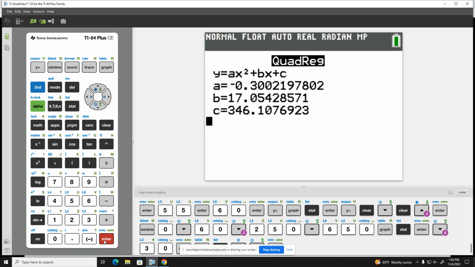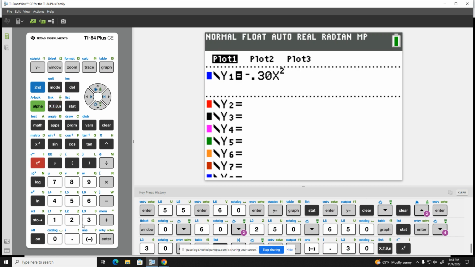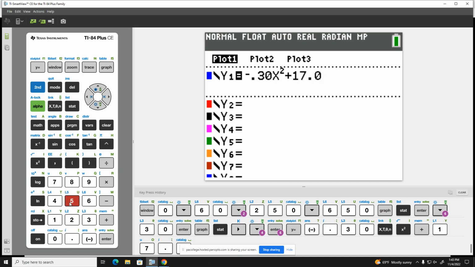I'm going to round to 2 decimal places everywhere. So negative 0.30, 17.05, 346.11. I'm going to type that in my y equals so that I can see this regression beside the data. And I'll hit graph.